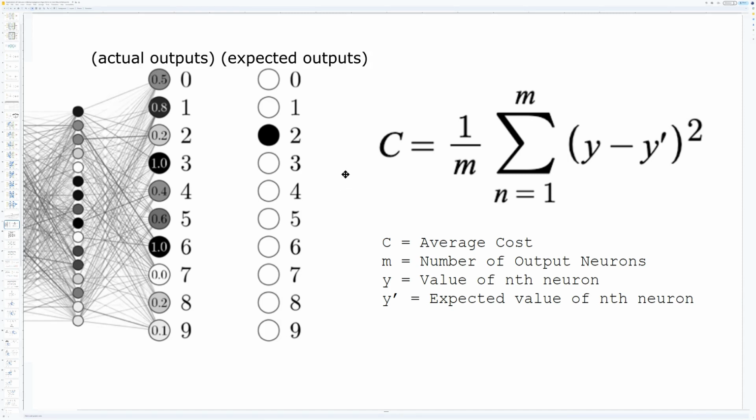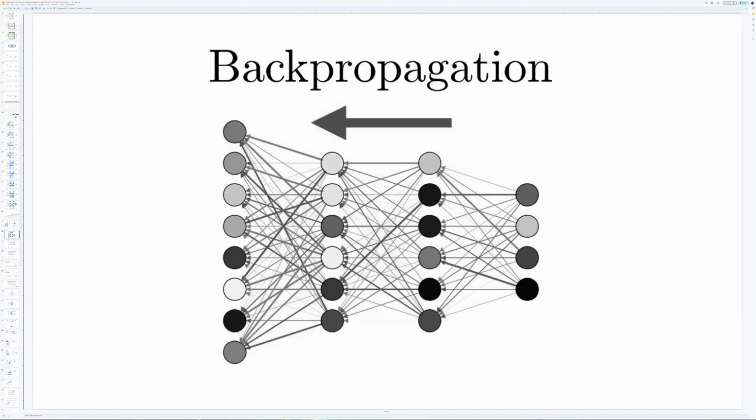So what we do to calculate the cost of the network is take a summation of each neuron compared to its expected output, we square it, and then divide it by the amount of outputs we have to find the average cost. With cost explained, we will finally move on to backpropagation. Backpropagation is the process in which we go backwards through the network, adjusting each weight and bias to lower the cost function in an optimal manner.